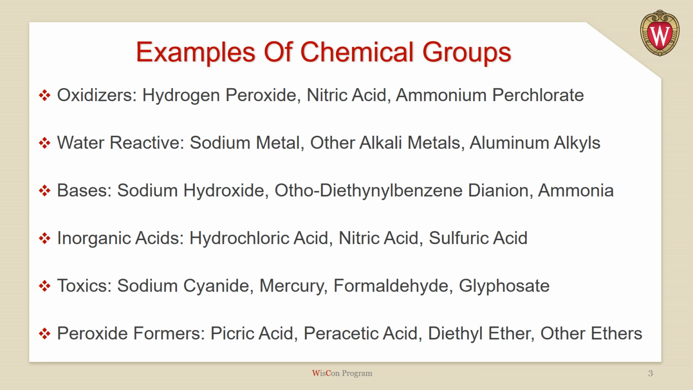Examples of chemical groups: oxidizers, such as hydrogen peroxide, nitric acid, ammonium perchlorate. Water reactive: sodium metal, other alkali metals, aluminum alkyls. Bases: sodium hydroxide, ammonia.